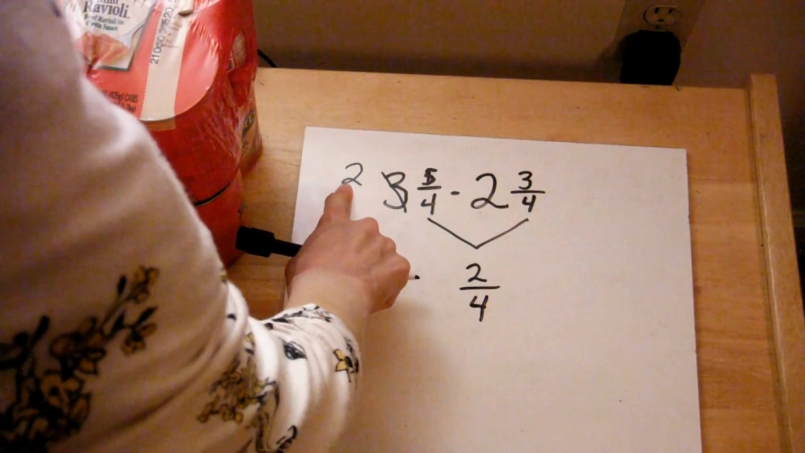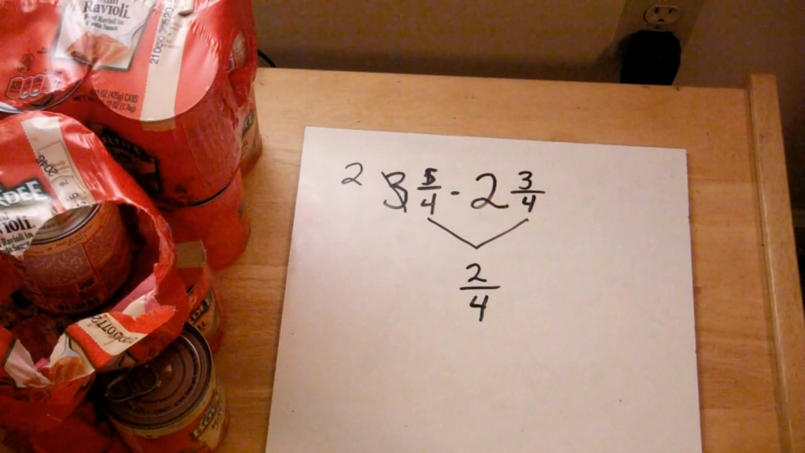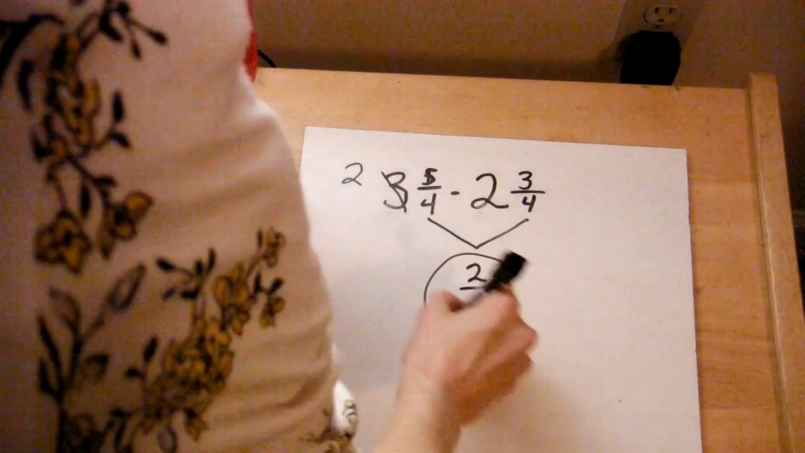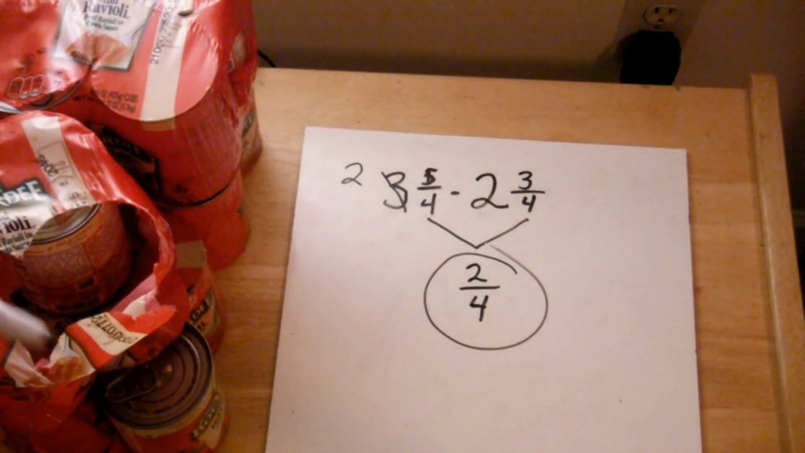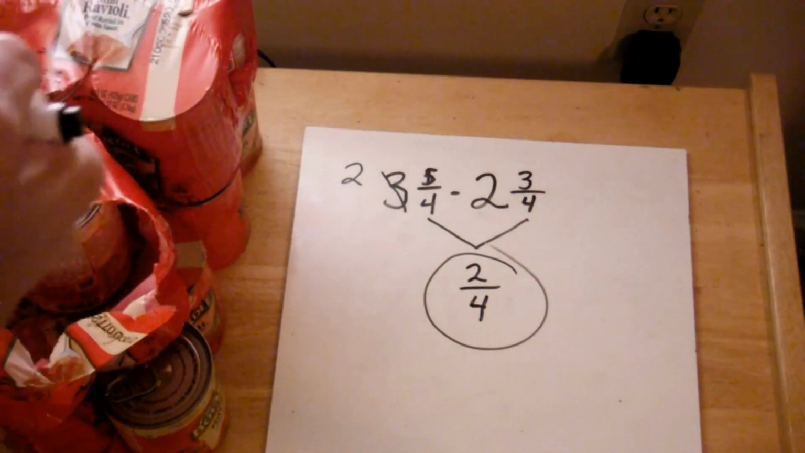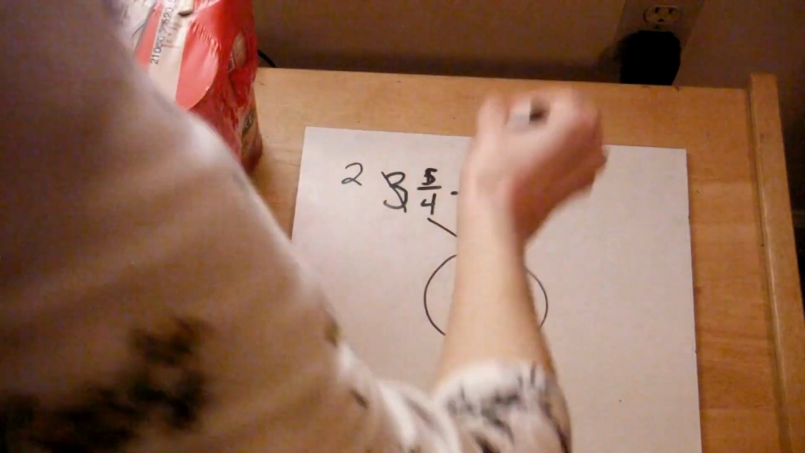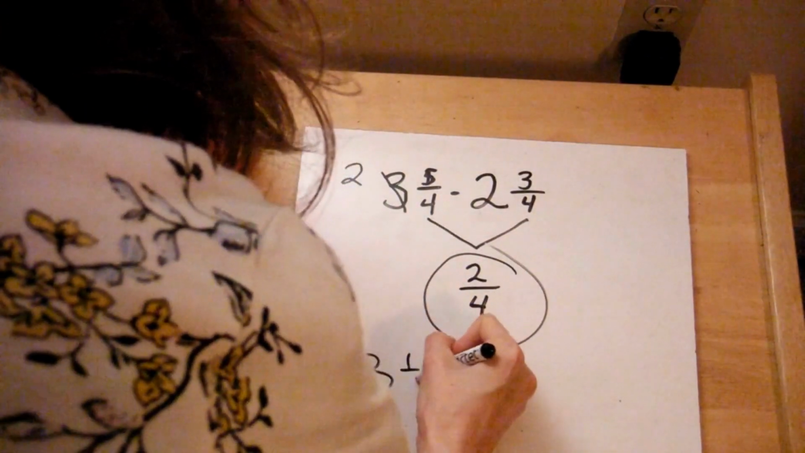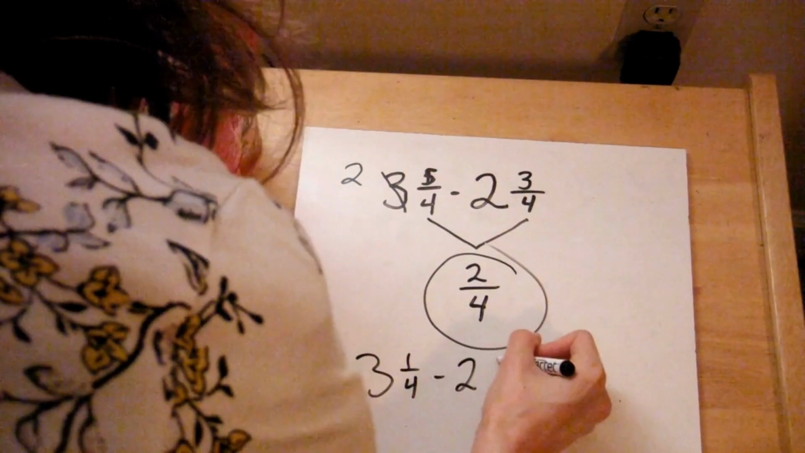Then we have to subtract our whole numbers. 2 minus 2 is 0. So your answer is 2/4. Let me double check my work. So I started with 3 and 1/4 minus 2 and 3/4.